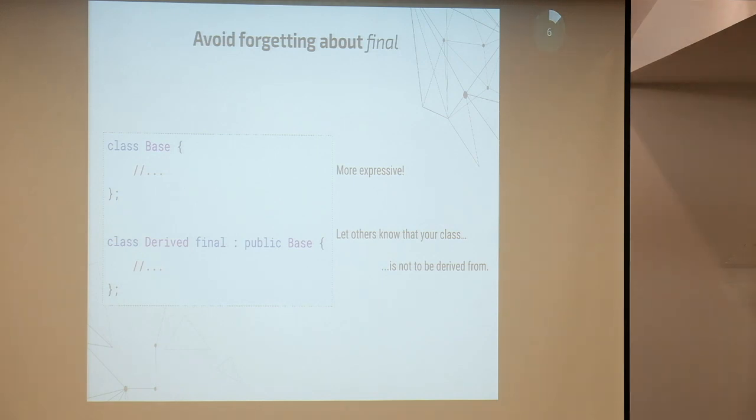Now, the final keyword. Does everyone know this keyword? Okay, so this is not new for anyone. You should use it to always express the meaning of your class. If you really don't want people to derive from your class and you are really sure that this is the final derived class from some base class, interface, doesn't matter, just state your intention. C++ is full of keywords for you to state the intention of your code.